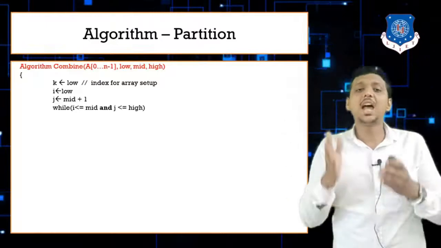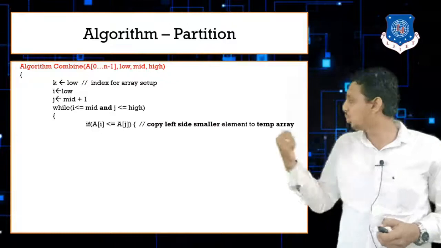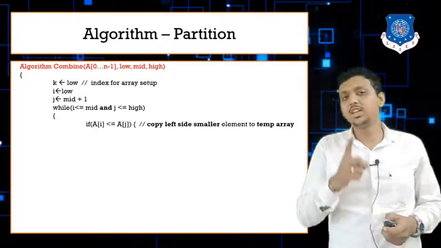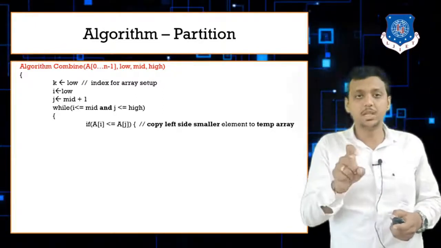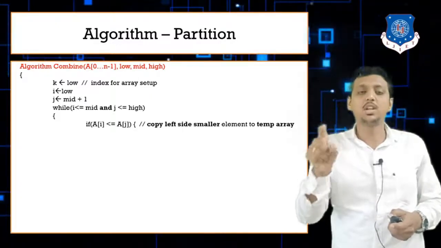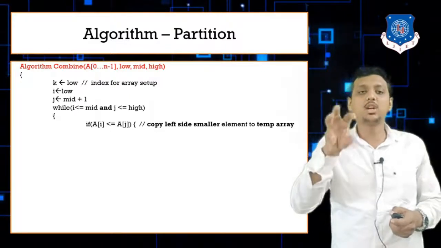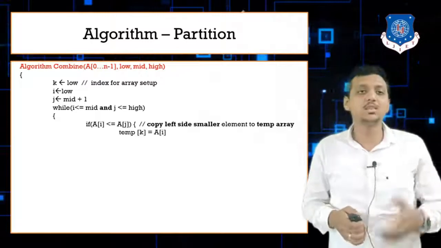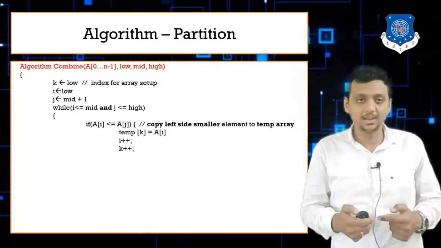If my i is less than or equal to mid and j is less than or equal to high, students, what I need to do is go inside the while loop. In the while loop you need to check if a of i is less than or equal to a of j. That means a of i is smaller than a of j, the value of i is smaller than the value of j. So you need to put that smaller value into the temporary array: temp of k is equal to a of i. Then increment i, increment k.